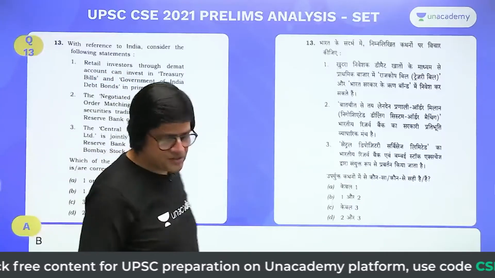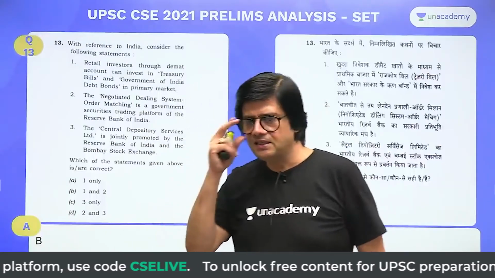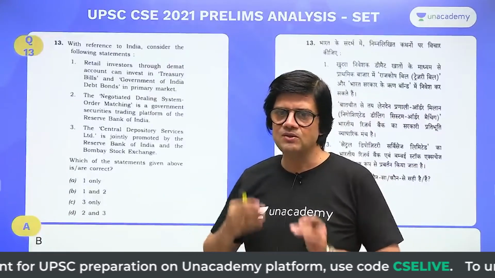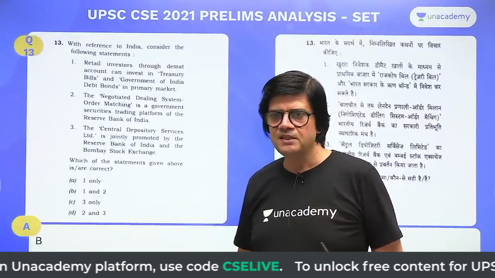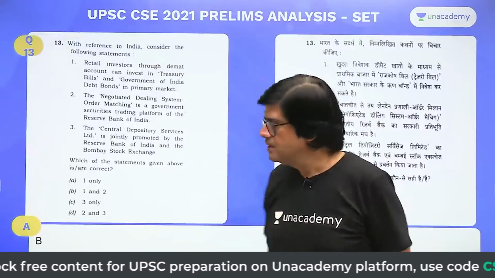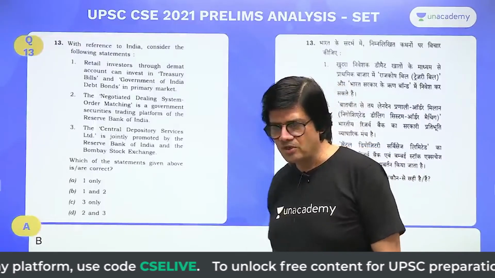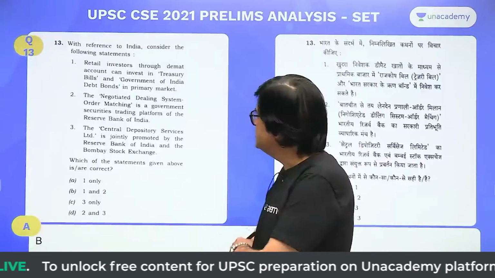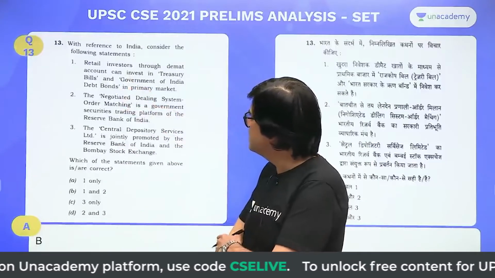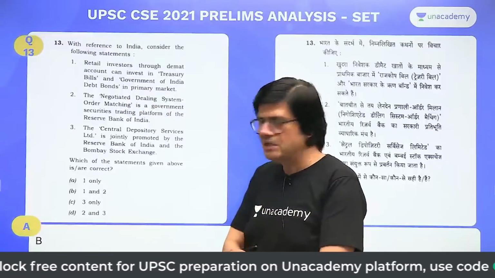Financial reform is an ongoing process, and in that process the government is trying to open up the economy to the extent possible, so that the economic benefits of the system reach the maximum number of people. It is a democratization of the economic reforms, basically a long drawn out process. In continuation of that process, retail investors can now, through demat or dematerialized accounts, invest in treasury bills and Government of India debt bonds in the primary market.